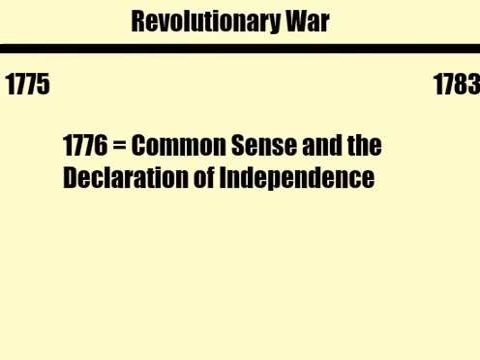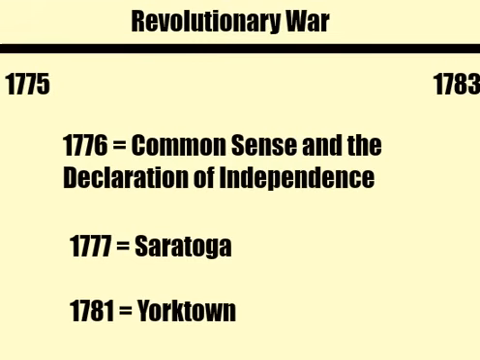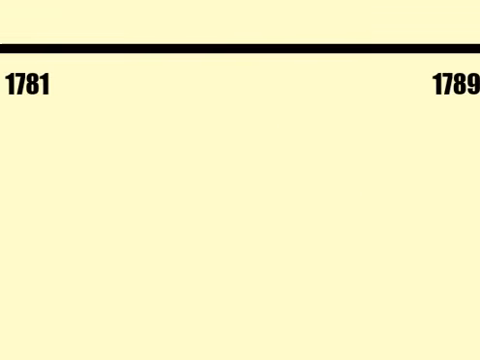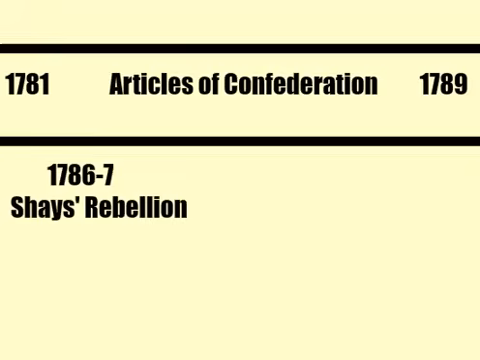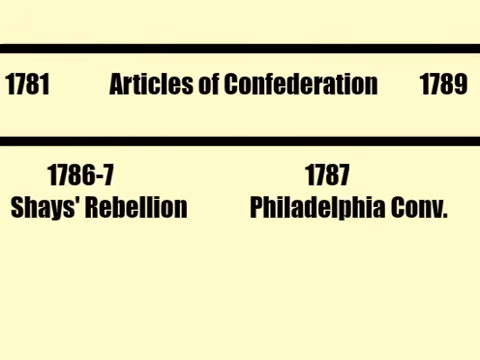The following year was the war's turning point at Saratoga. In 1781, the decisive battle at Yorktown. In 1783, you get the Treaty of Paris that ends the Revolution. Note, from 1781 to 1789, the Articles of Confederation were the law of the land during a time period known as the Critical Period. After Shays' Rebellion proved that the Articles were weak, in 1787 you get the Constitutional Convention.